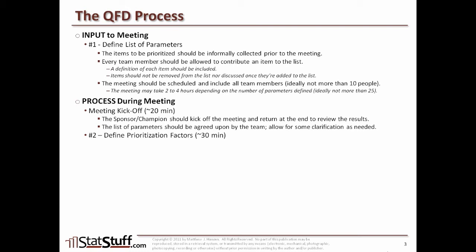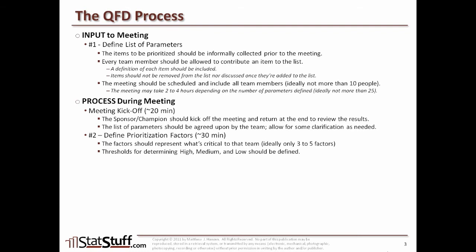Now, this process itself should involve the factors that would represent what's critical to the team. There really should not be more than 3 to 5 factors. I'm going to give you a couple examples of that in just a second. But really, you should make sure that you identify no more than 5 factors, and at least 2 to 3 if possible. Now, you should also try to identify the thresholds you're going to use for defining what is high, medium, or low as a level of impact, again, as you work through the QFD exercise.